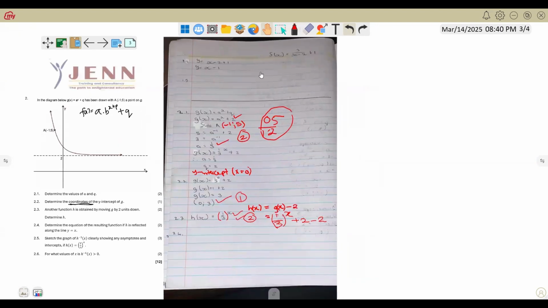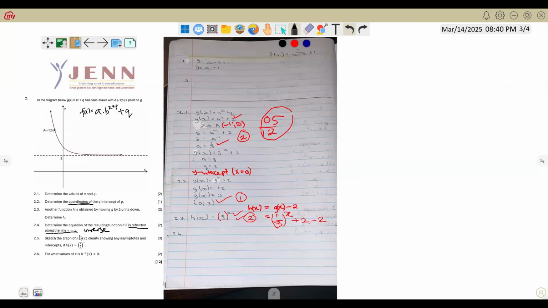Determine the equation of the resulting function if h is reflected along the line y is equal to x. You see, our key is we are reflecting along the line y is equal to x. Is that clear? So is this the inverse of h? Whenever you reflect along the line y is equal to x, just know that we want the inverse.